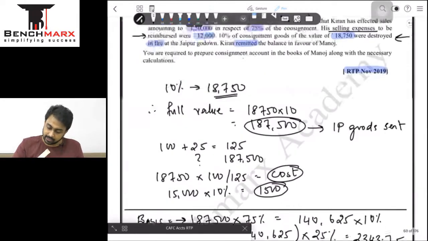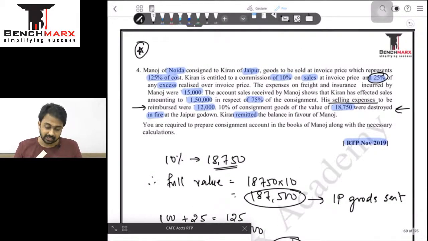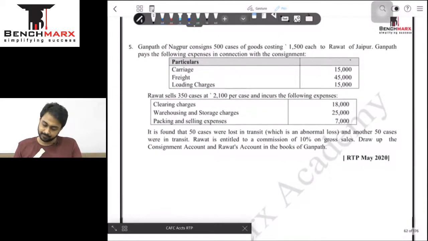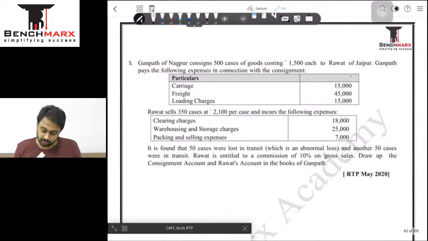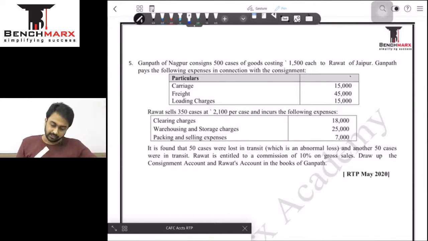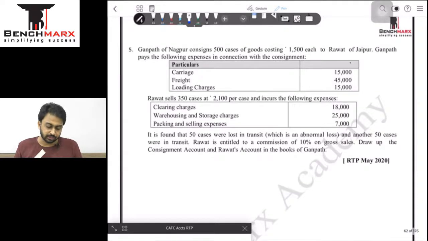And November 19th RTP is also done. ठीक है, we will now start with the May 20 RTP question on consignment. So that will complete all RTP questions of the consignment chapter. चालू करेंगे. Yes, let us start with question number 5, last question of RTP for consignment. So let us start please.